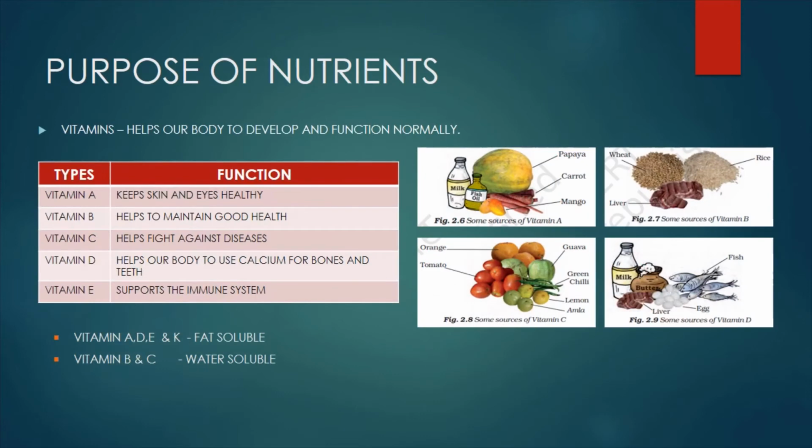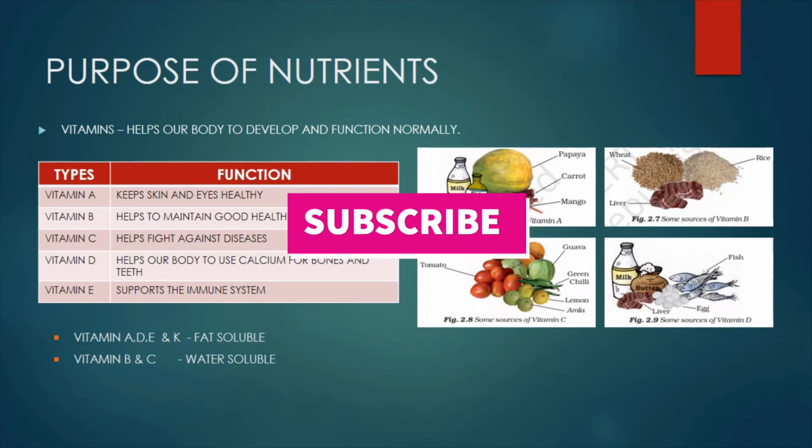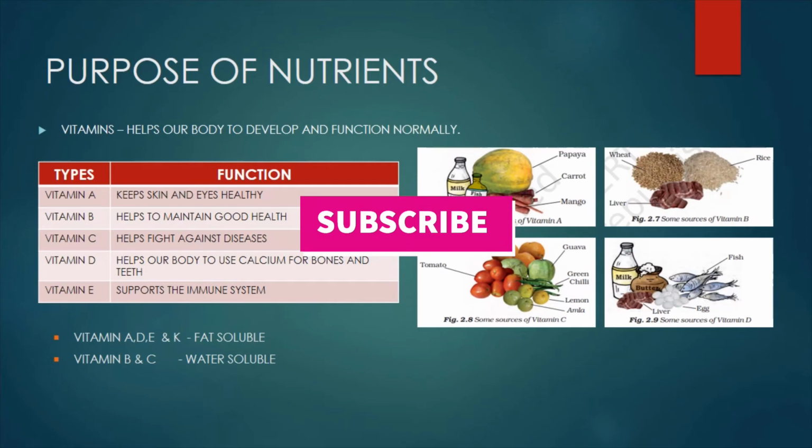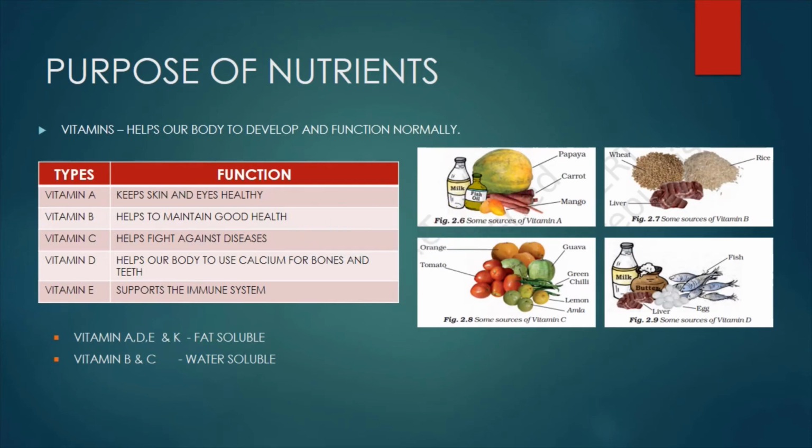Our fourth nutrient is vitamins. Vitamins have different types. Our body needs different types of vitamins in a smaller quantity to maintain a healthy life. Now let's see the different types of vitamins and their function towards our body. The first one is vitamin A. Vitamin A keeps our skin and eyes healthy, which means it protects us from sunlight. Some foods that are rich in vitamin A are papaya, mango and carrot. Vitamin B has different types, which we will discuss in our later section.